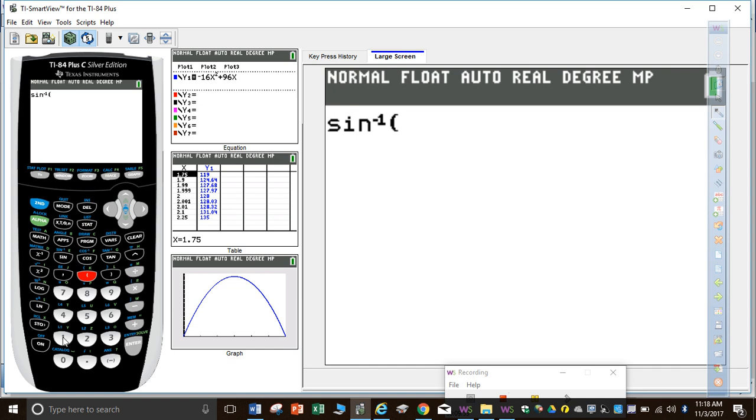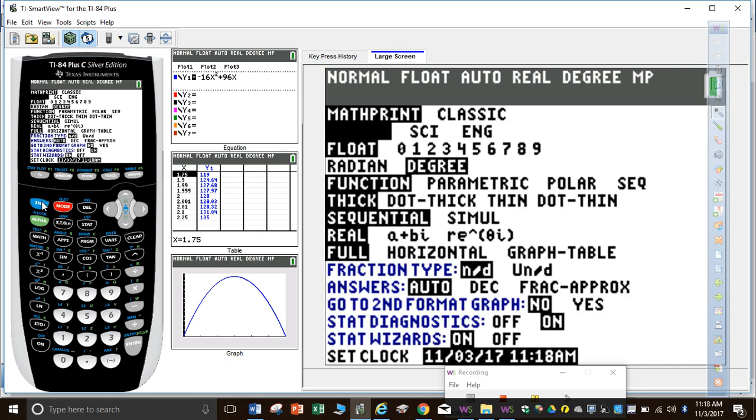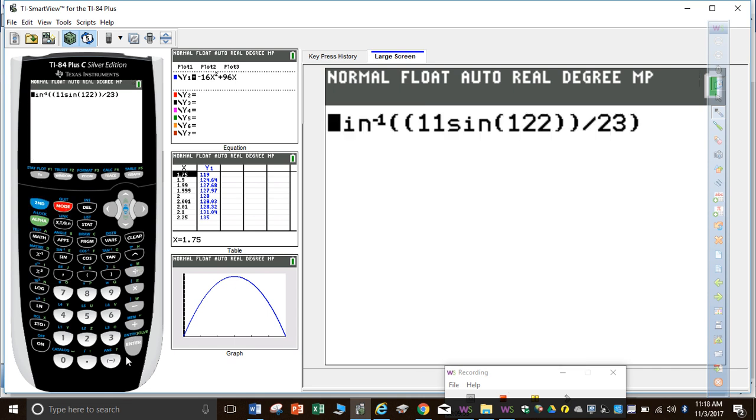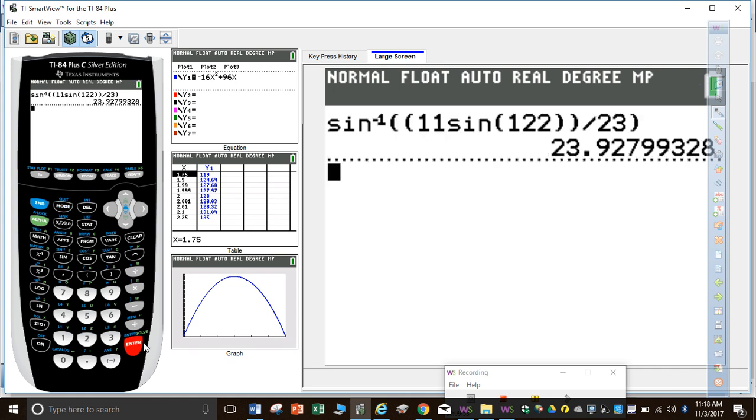So I'm going to add another parenthesis to be around the numerator. So 11 sine 122. Okay, so I'm going to close the parenthesis around the 122. I'm going to close the parenthesis around the numerator. Now we're going to divide that by 23, and then do one more parenthesis to close it from the very initial starting one. Let me just double check to make sure my mode is in degrees. Yes, it's in degrees. Okay, so this will let me go ahead and press enter.